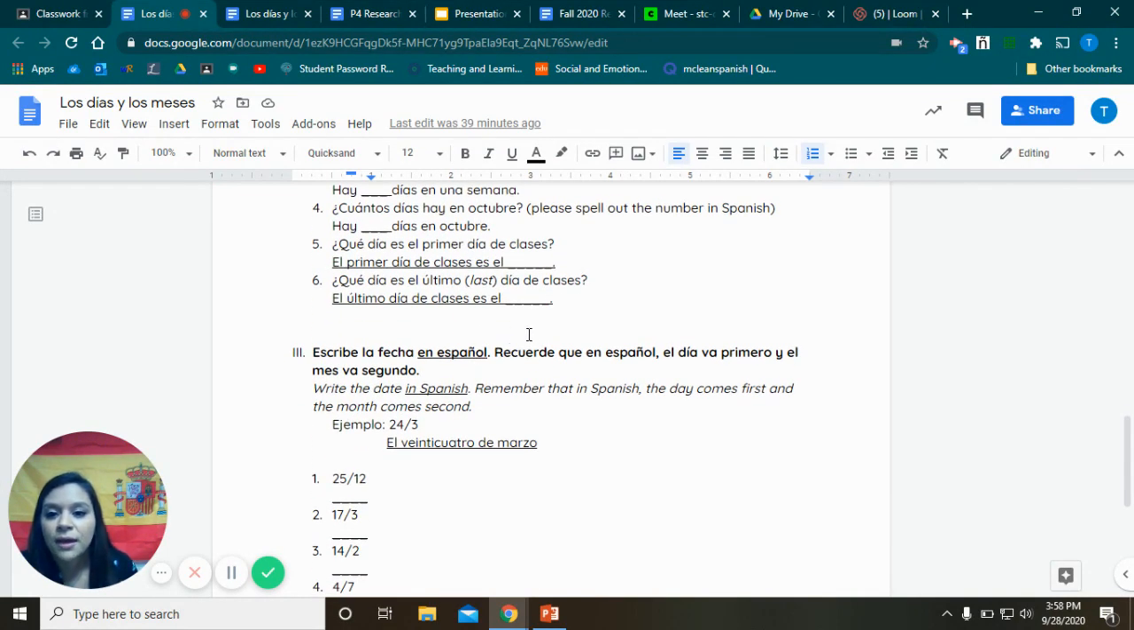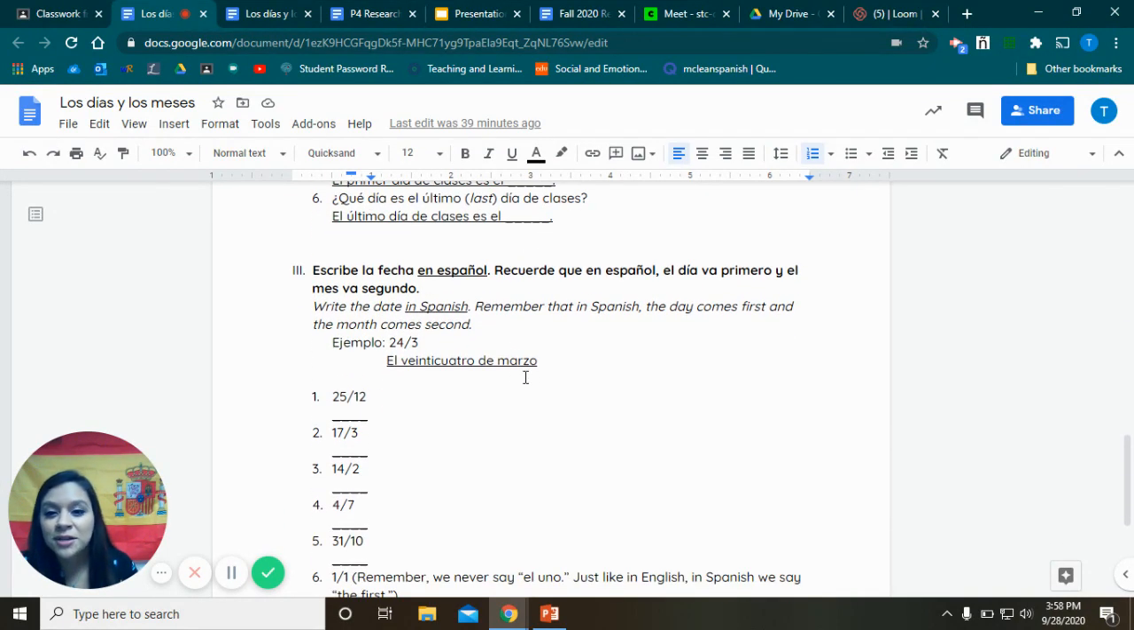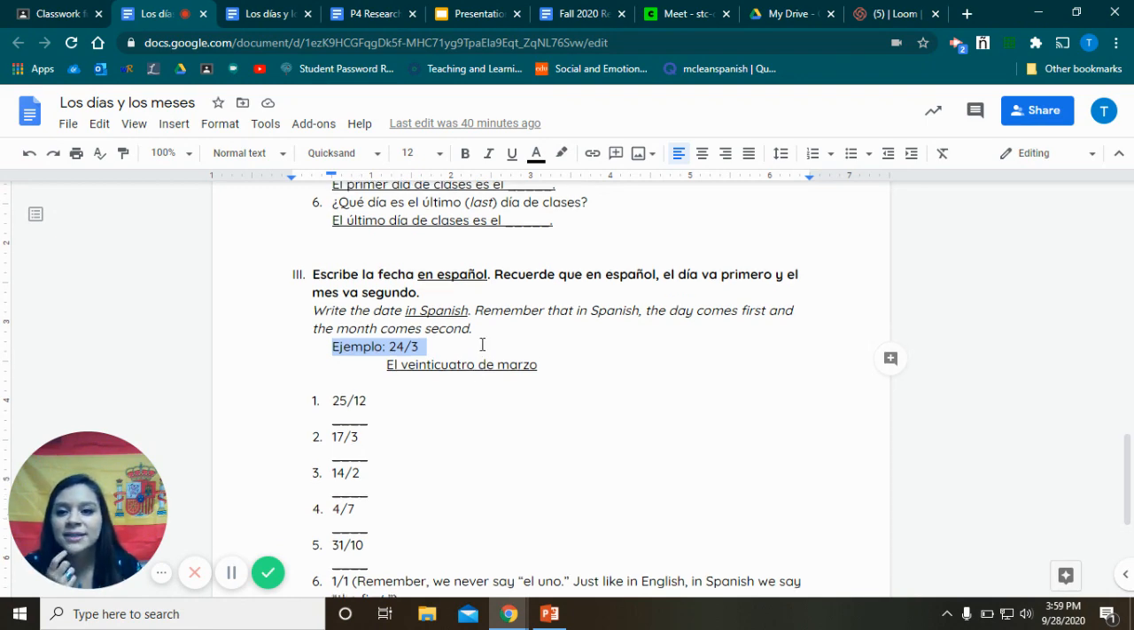Okay, and then the last part, you're going to write the date out in Spanish by spelling out the number and the month. And remember that the day always comes first, so remember the order. So, el 25 de diciembre. Well, that's what that is going to sound like. You're just going to type it out. So again, the example, 24/3 would be el 24 de marzo. Okay, perfecto. So that's all of that.